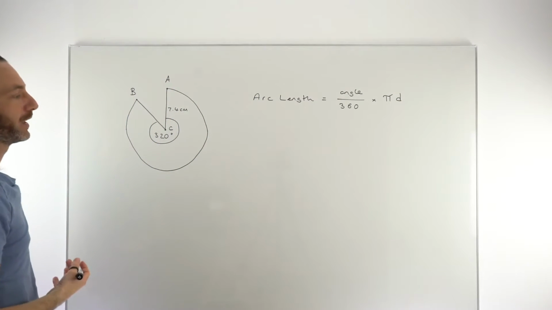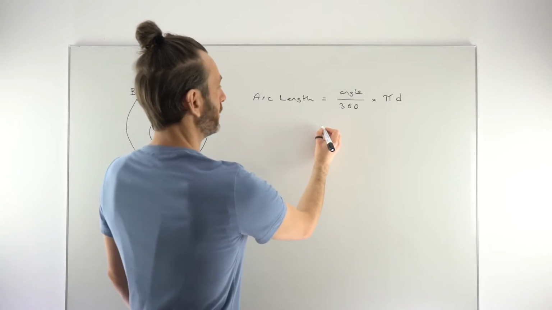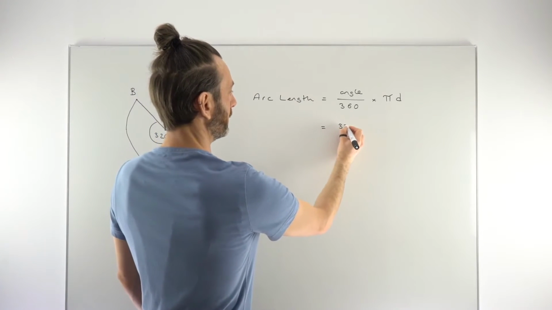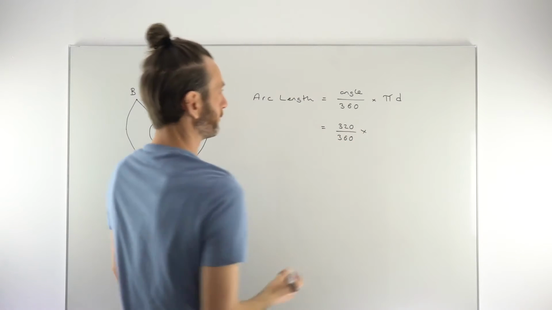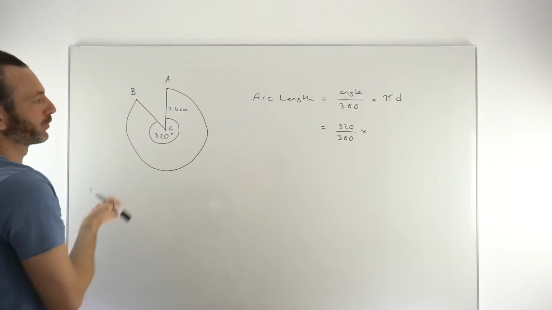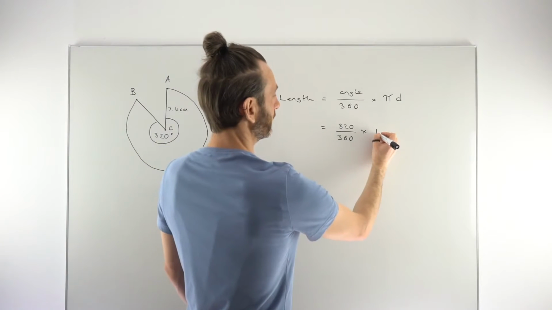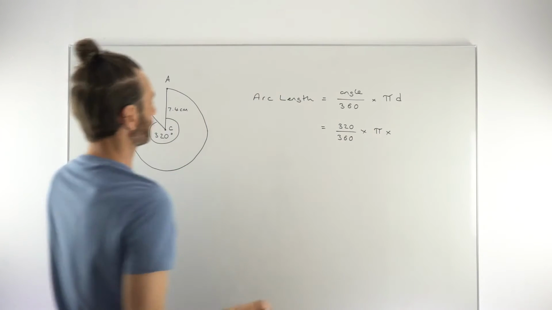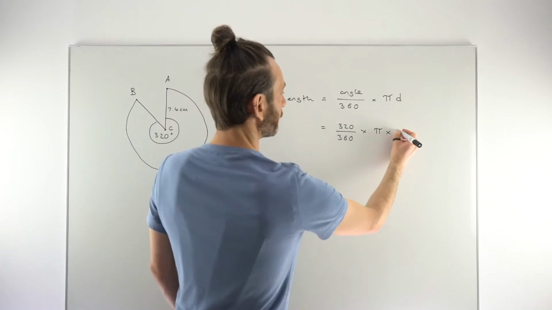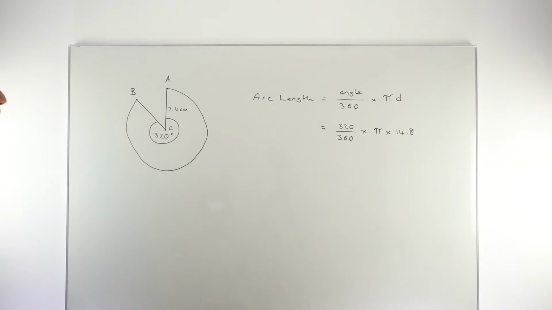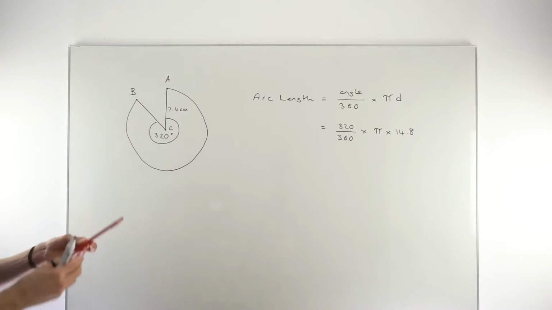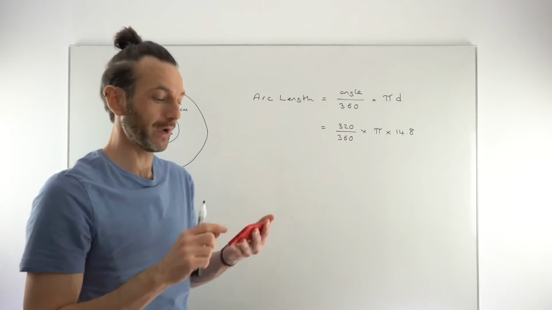So let's just think, do we have everything we need? Well, we've got the 320, which is the angle, so it's going to be 320 divided by 360. Pi is obviously just pi. Diameter, we've got radius, 7.4, so we need to double that to get our diameter. So it's going to be 7.4 times 2, which is 14.8 to get the diameter. And because this is a calculator question, there's nothing else really to do. This is a very straight up question.